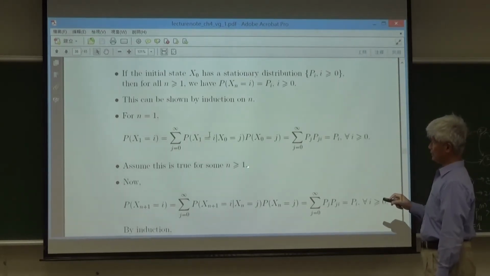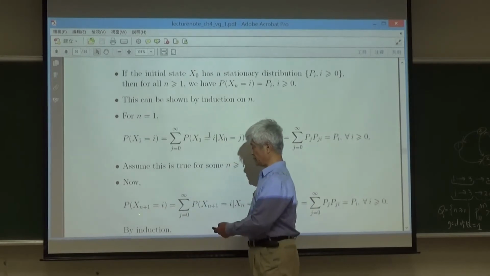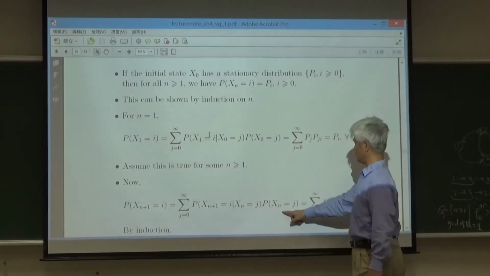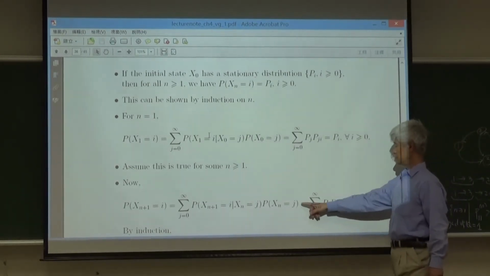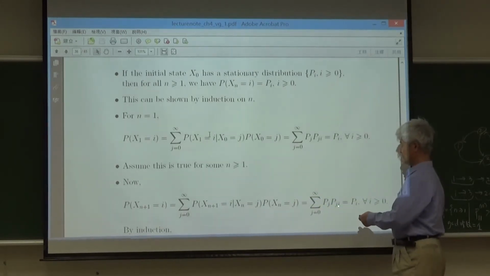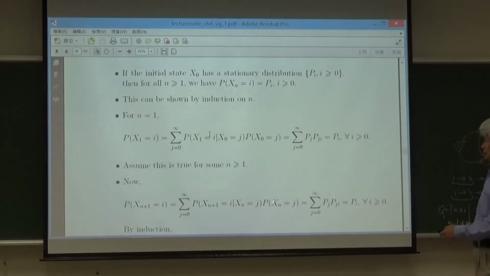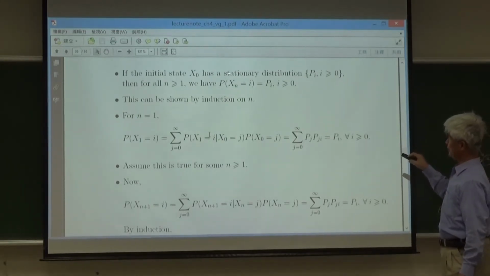Now assume this is true for some n greater than or equal to 1. We now consider the distribution of the next state at time n plus 1. Again, we use the total probability theorem here. And this is by the induction step that xn has the same distribution as given here. So this is Pj, and now we have Pji, and then we have Pi here. So by induction, we have shown that xn has the same distribution as x0.